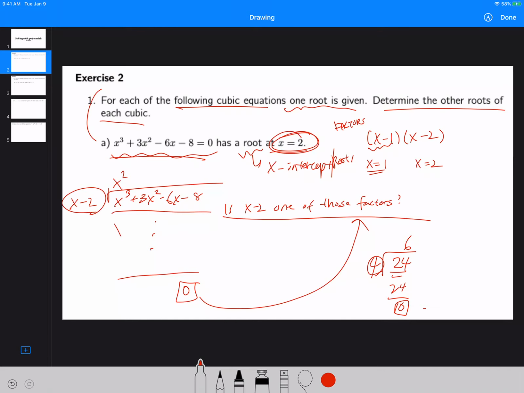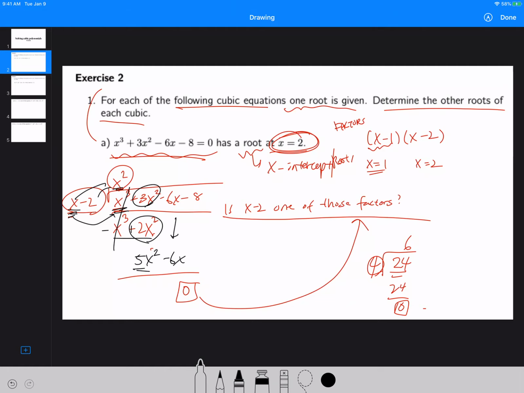I hope you guys didn't forget how you do long division: you always take the first term of each of these, so x cubed with x, and ask yourself, how many times can x fit in x cubed? X squared times. So you multiply these two together and you write it down here. Subtract these two, make sure you distribute the signs, cancel these out. 3x squared plus 2x squared gives you 5x squared. Bring down the minus 6x.